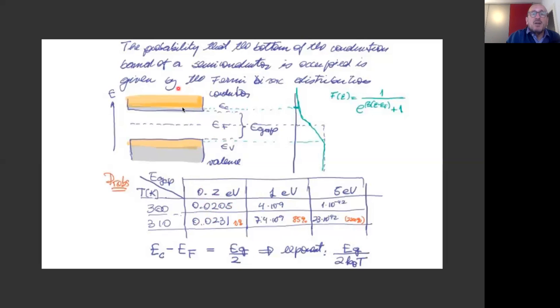This is almost like a metal. You'll see a lot of electrons up here if you have a band gap of only 0.2 electron volts in the material. 1 electron volt is nearly the band gap in silicon, so this is something to keep in mind. This is a typical insulator.